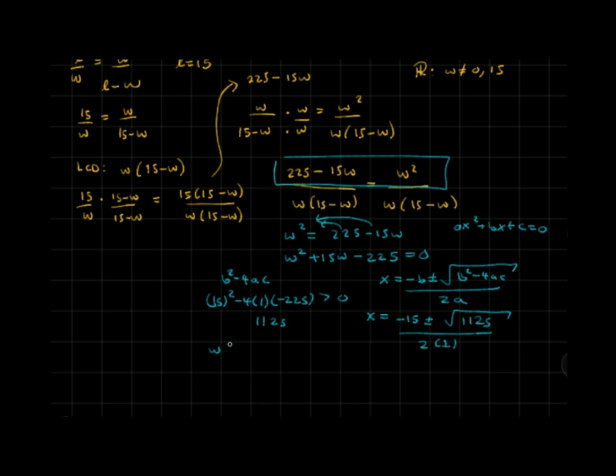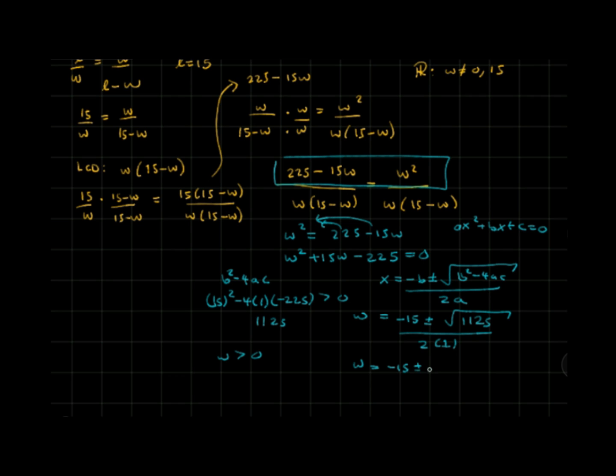Now you have to note that width is a dimension, so it has to be greater than or equal to 0. Ideally we want to make it greater than 0, because 0 width means we don't even have a width. So let's assume that width here is greater than 0. I'm going to rewrite it with the variable W, because in our case the independent variable is W: negative 15 plus or minus the square root of 1,125, which is 33.541.